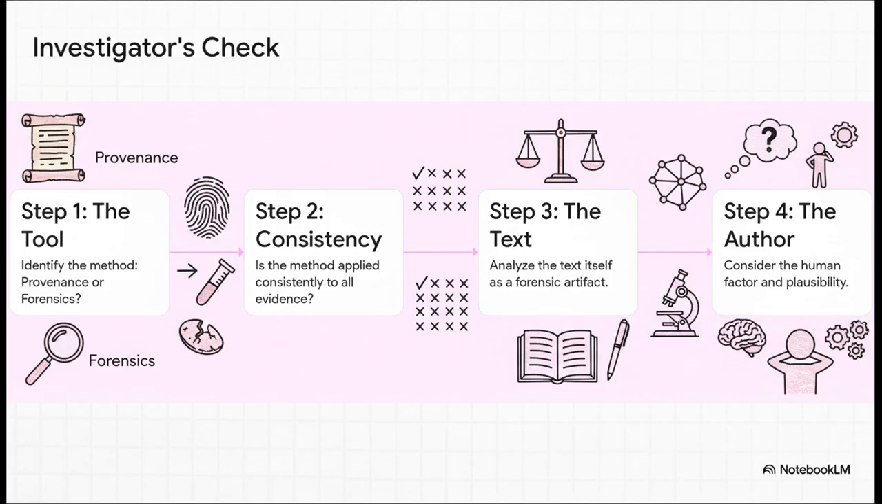Step 1. Just identify the tools being used. Is the argument you're hearing about provenance or forensics? Step 2. Ask yourself, is that tool being applied consistently? Are the goalposts moving? Step 3. Don't forget to analyze the text itself as a key piece of forensic evidence. And finally, step 4. Always consider the human factor, the plausibility of the author's story.